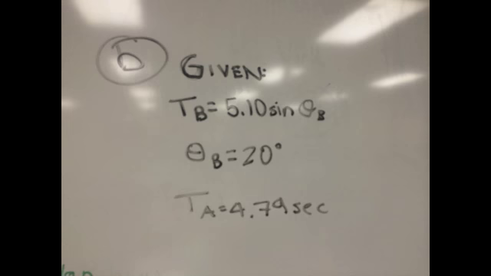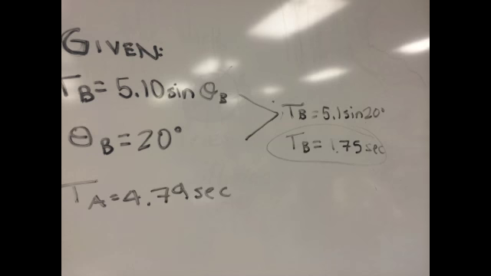Part B is somewhat simpler. We're given that time B is equal to 5.10 sine theta B, and theta B equals 20 degrees. Time A equals 4.79 seconds. Our answer is going to comprise time A minus time B. Therefore, all we need to do is plug in theta B. When you've plugged in theta B into your calculator, you should find that time B equals 1.75 seconds.